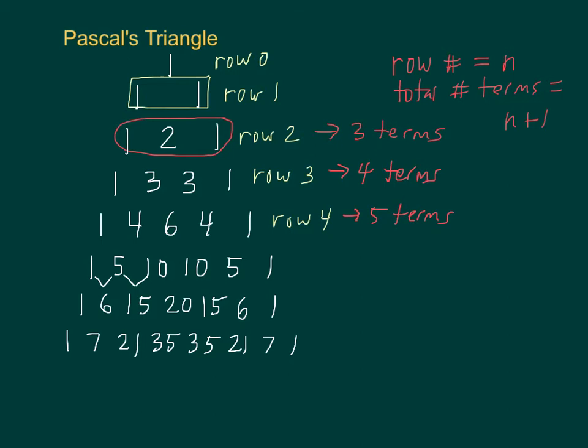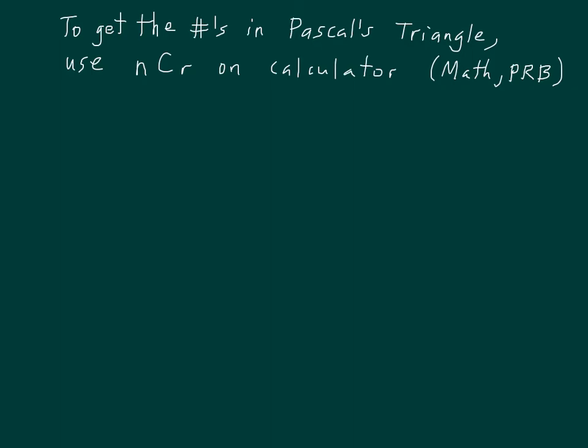So jot this down. To get the numbers in Pascal's triangle, we can use this nCr button on our calculator, which, if you're using an 84 Plus, go to Math and then PRB for probability and then arrow down to where you see nCr. So suppose we wanted to look at the row of 1, 4, 6, 4, 1, which we said is row 4. There are 5 terms in it, so it must be row 4.